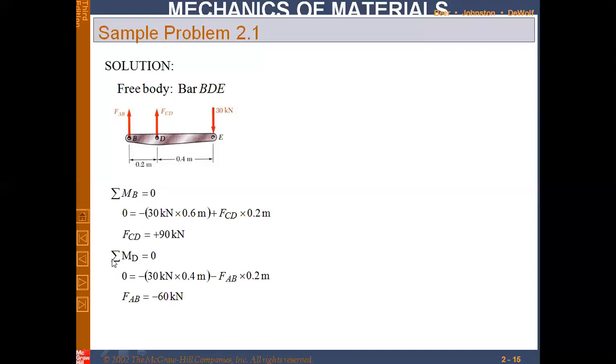Applying again the condition of equilibrium in order to find this force AB. Secondly, I'm taking the moment at point D. The summation of all moments at point D is equal to 0. At this point, this load is again producing a clockwise moment, so minus 30 kilonewton multiplied by the perpendicular arm, and the perpendicular arm is 0.4.